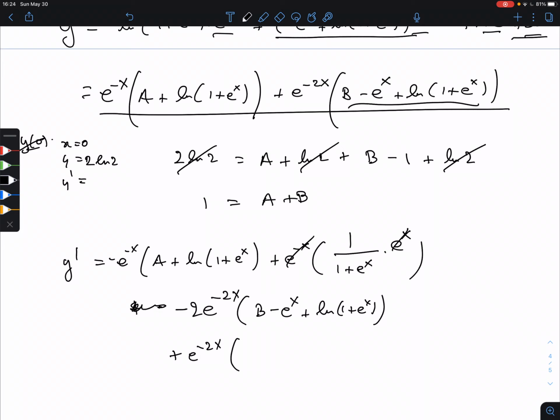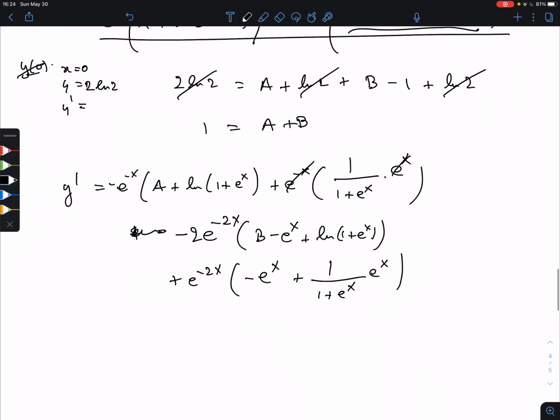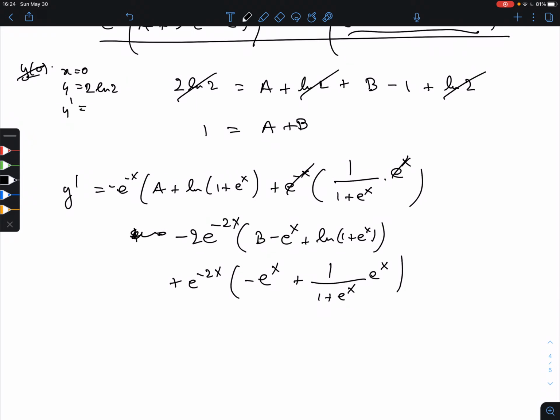Take the derivative of this guy, that is minus e^x, and then the derivative of this ln is 1 over 1 plus e^x times e^x. Okay, now this time the e^(-x) do not cancel. Okay, let's plug in. x is 0. So y prime of 0, what is that equal to? Okay, so we have a lot of terms here.